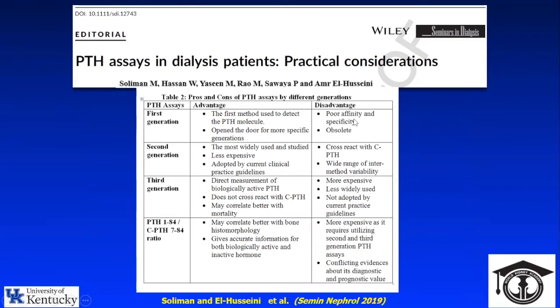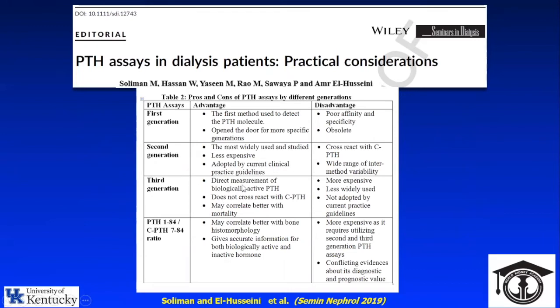First, it's not used anymore because it has poor affinity and specificity, and it's obsolete. Second generation is the most widely used. It's less expensive, and it's adopted by the current practice guidelines, either the CKD-GO or CKD-MBD guidelines. But the problem is it cross-reacts with the C-terminal BTH and has a wide range of inter-method variability.